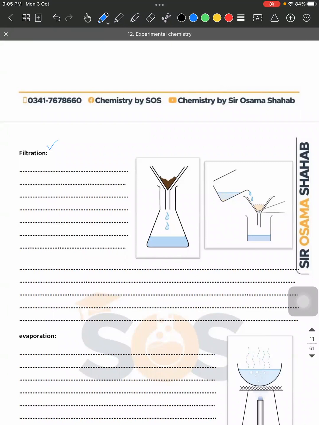And what is the specific reason to use filtration? It can only be used to separate insoluble substances. Remember this, insoluble substances can be separated by filtration. You need to remember this. If you want to separate a soluble one and an insoluble one, then you can use filtration. Otherwise, there is no use of filtration for you, right? So you need to keep remembering this.